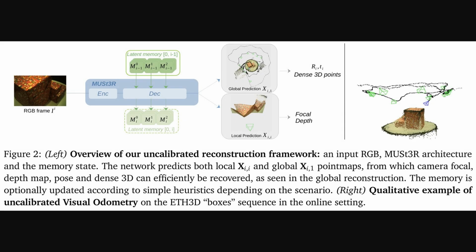So, how does the model actually build those impressive 3D scenes? This next figure gives us a peek under the hood at the uncalibrated reconstruction framework. Uncalibrated here just means the model figures out the camera's properties, like its focal length, all on its own. On the left, a single image frame is fed into the main MUSt3R model. The key innovation is this latent memory. You can think of it as the model's short-term memory, where it stores compressed information from past frames to understand the scene's context. It then produces both a global and a local prediction to build out the final 3D scene.